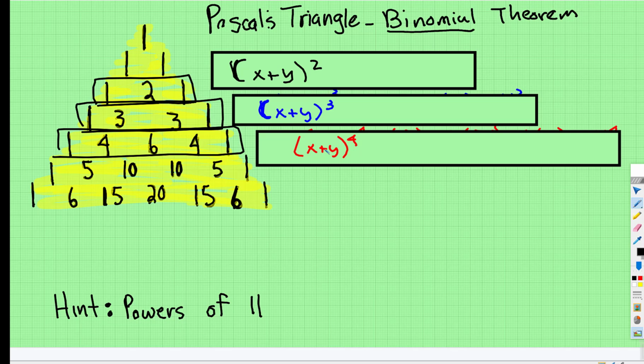If you don't remember this, here's a cool thing to remember. If you notice those rows, look at this. You have 1. Well, that's 11 to the 0 power. Then you have 1, 1. Well, that's 11 to the first power. Then you have 1, 2, 1. That's 11 squared. 11 cubed is 1331. 11 to the fourth is 14,641, etc.